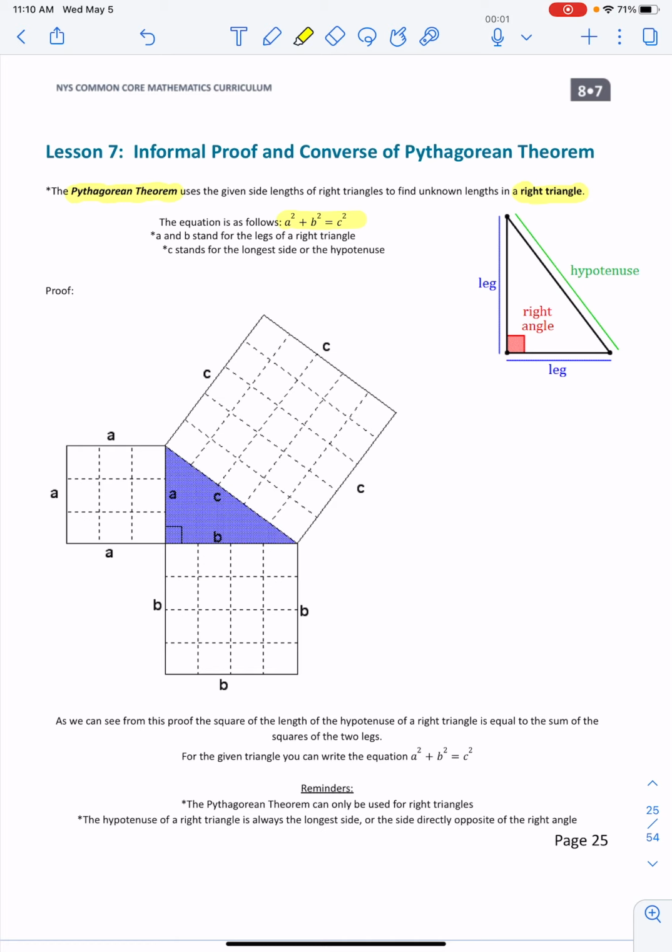A and B stand for the legs of the right triangle. C stands for the longest side, or the hypotenuse. So now, this would be A and B, and they can be interchangeable, but C can never be. And the way to know what C always is, or the hypotenuse, is directly across from your right angle.